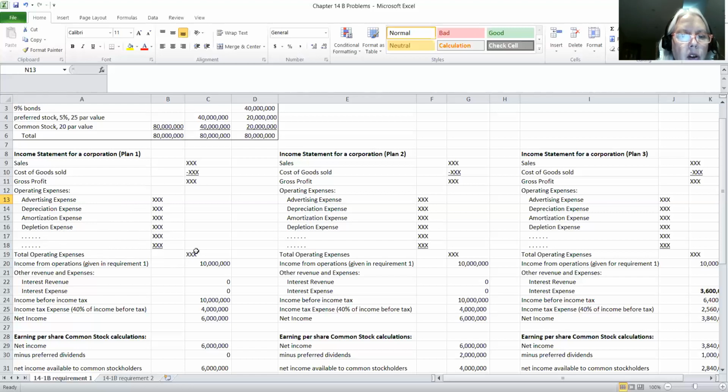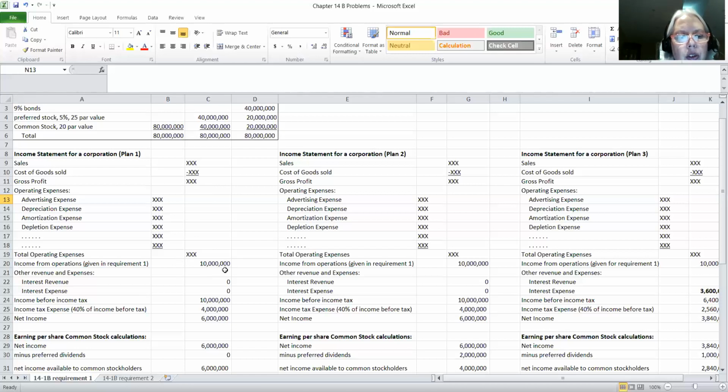Eventually, you'll find the total of your operating expenses. And when you subtract the total of your operating expenses from your gross profit, what that will leave you with is something that we call income from operations. Now, this title could also be called income before bond interest and income taxes. That's what they express to you in the instructions of this problem.